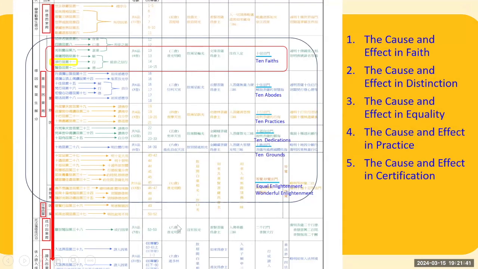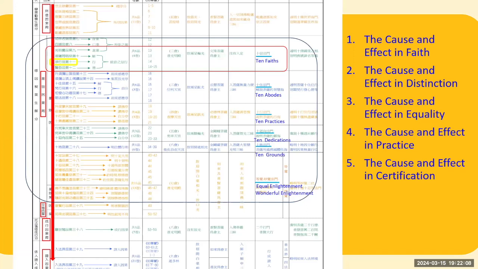He also explained the 5 phases of cause and effect in 4 parts. First, the cause and effect in faith. The second is the cause and effect in distinction. The third is the cause and effect in equality. The fourth is the cause and effect in practice. And the fifth is the cause and effect in certification and realization.